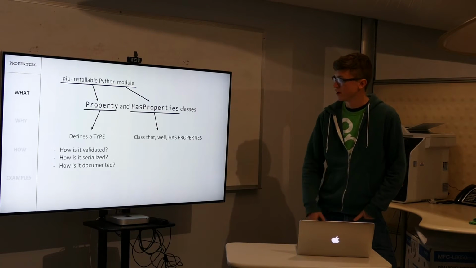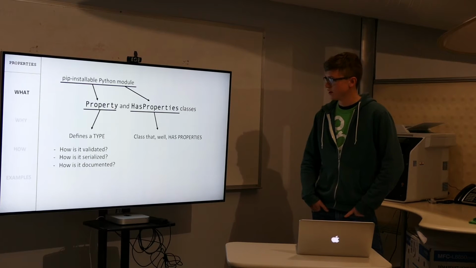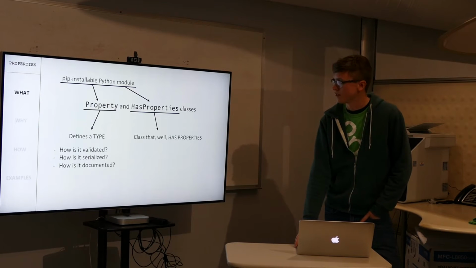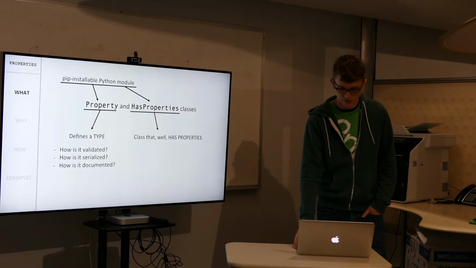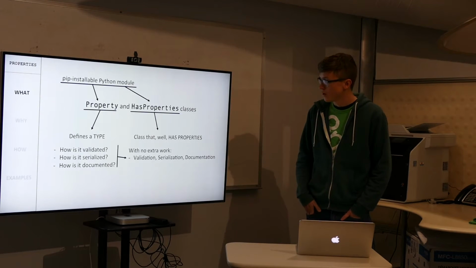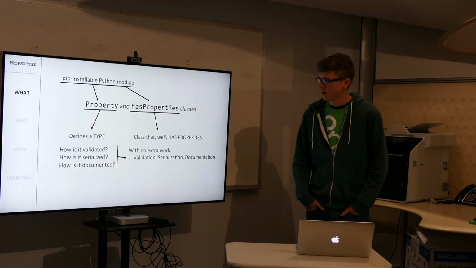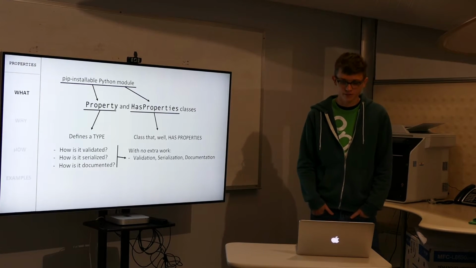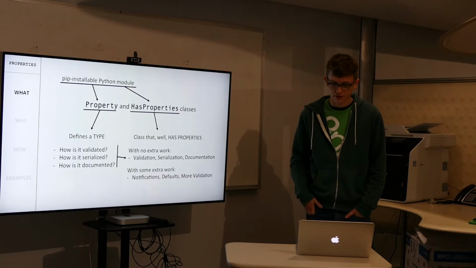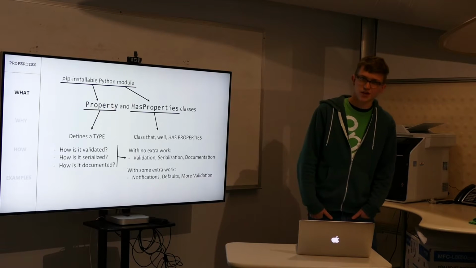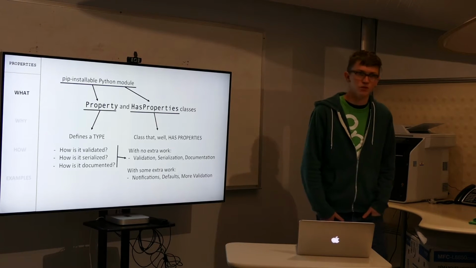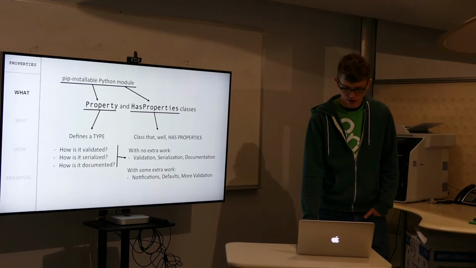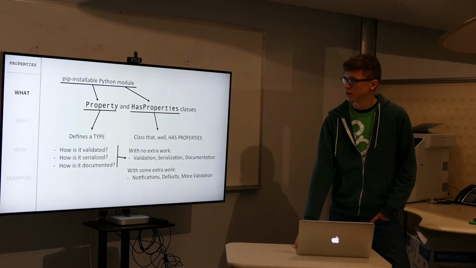And the other thing we have is has properties classes, and these are classes that will have properties. I guess that's pretty self-explanatory. So they have our properties that we define. And with no extra work in the has properties class, you already have validation, serialization, and documentation just straight from the properties that it contains. And it's set up so that with a little bit of extra work, you can add event notifications and set up some defaults and add a bit more validation than what comes with the properties. And hopefully this will all be clear as we go through some examples a little later.